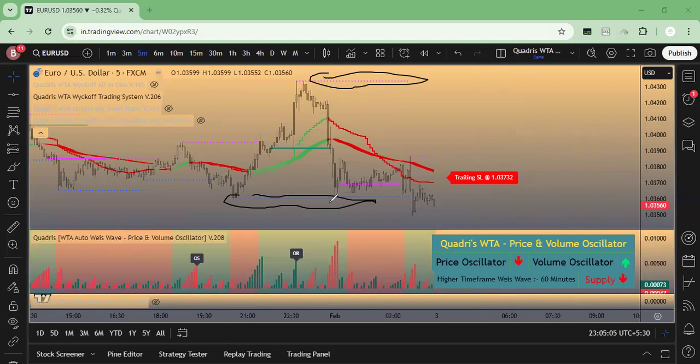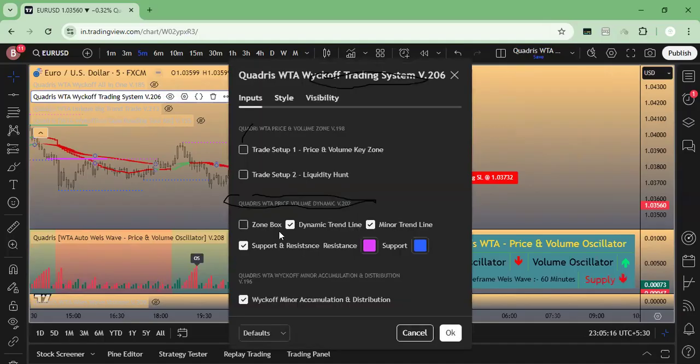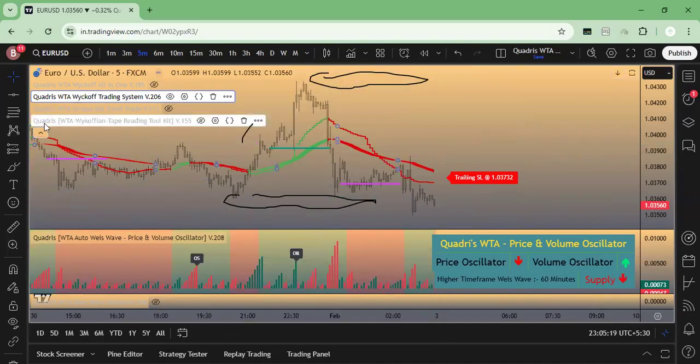The dotted lines which are blue and pink in color, if you want, you can use them. If you don't want, then you can avoid them. Though they give you a trading opportunity as well, I rather trade on Wyckoff accumulation and distribution.